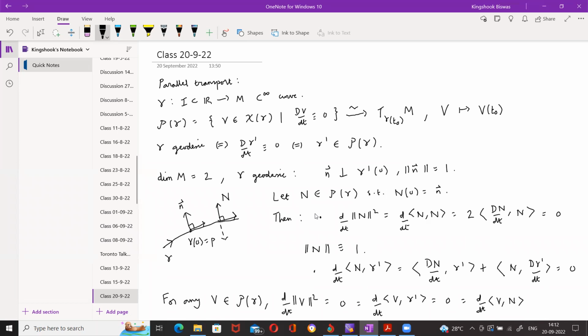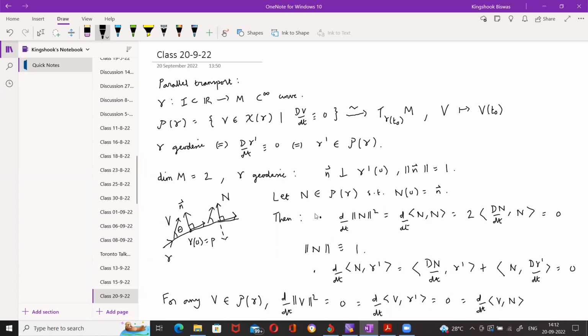And geometrically, what does this mean? This inner product of v with gamma prime is the length of v times cos theta, right? And the length of v is constant. So that means cos theta is constant. So that means the angle that a parallel vector field v makes with gamma is constant.